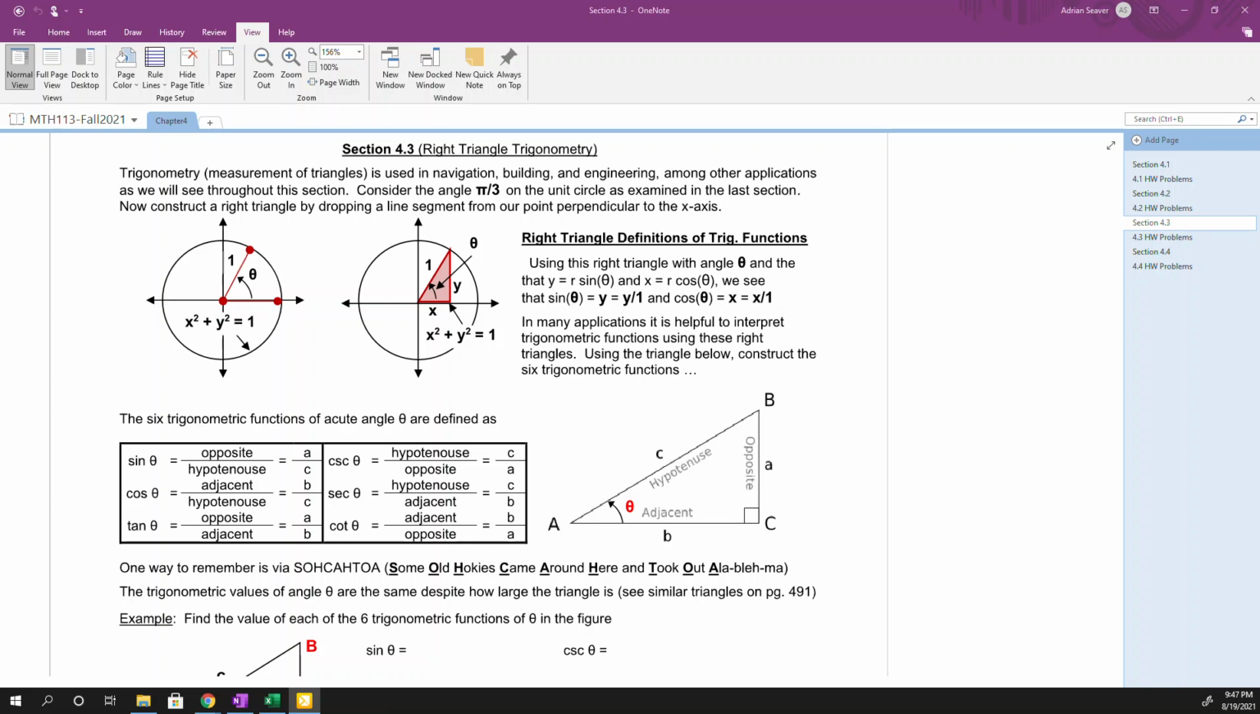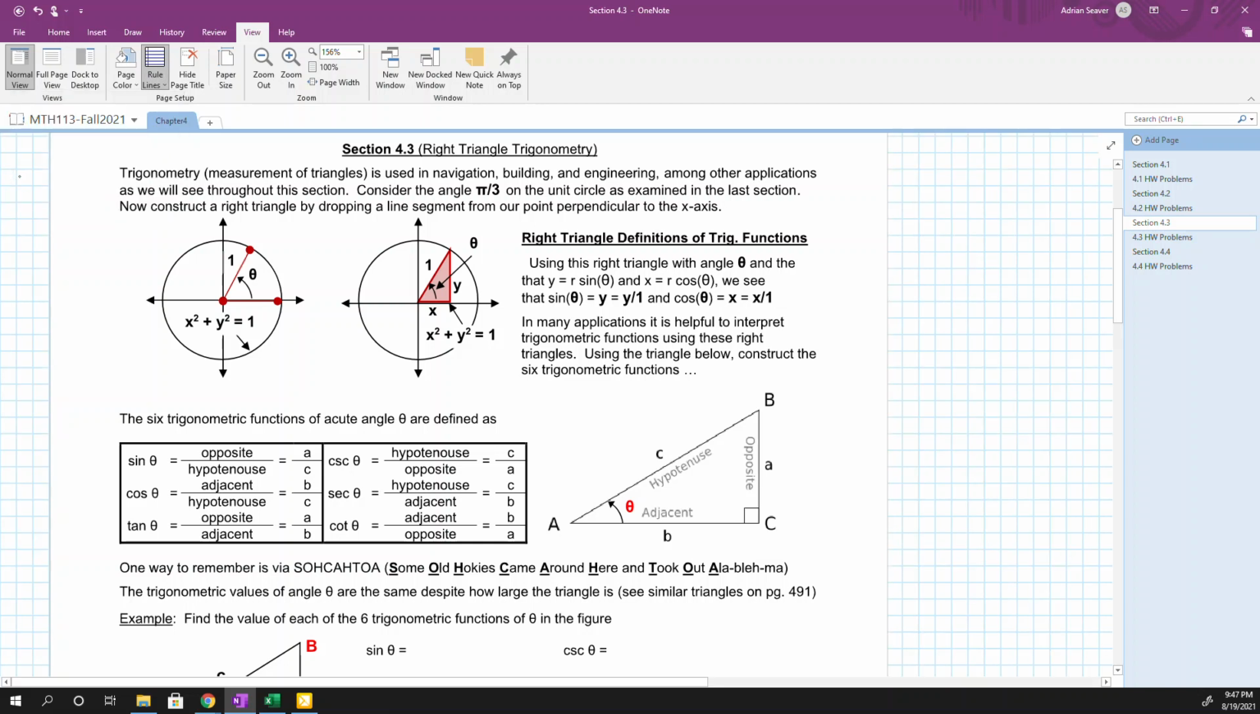It says, consider the angle pi thirds on the unit circle as examined in the last section. Now construct a right triangle. So I'm going to very briefly do that. It might not be quite to the level that I would do in class, but I did want to touch on that. Let me put some lines in here so we can see this a little bit.